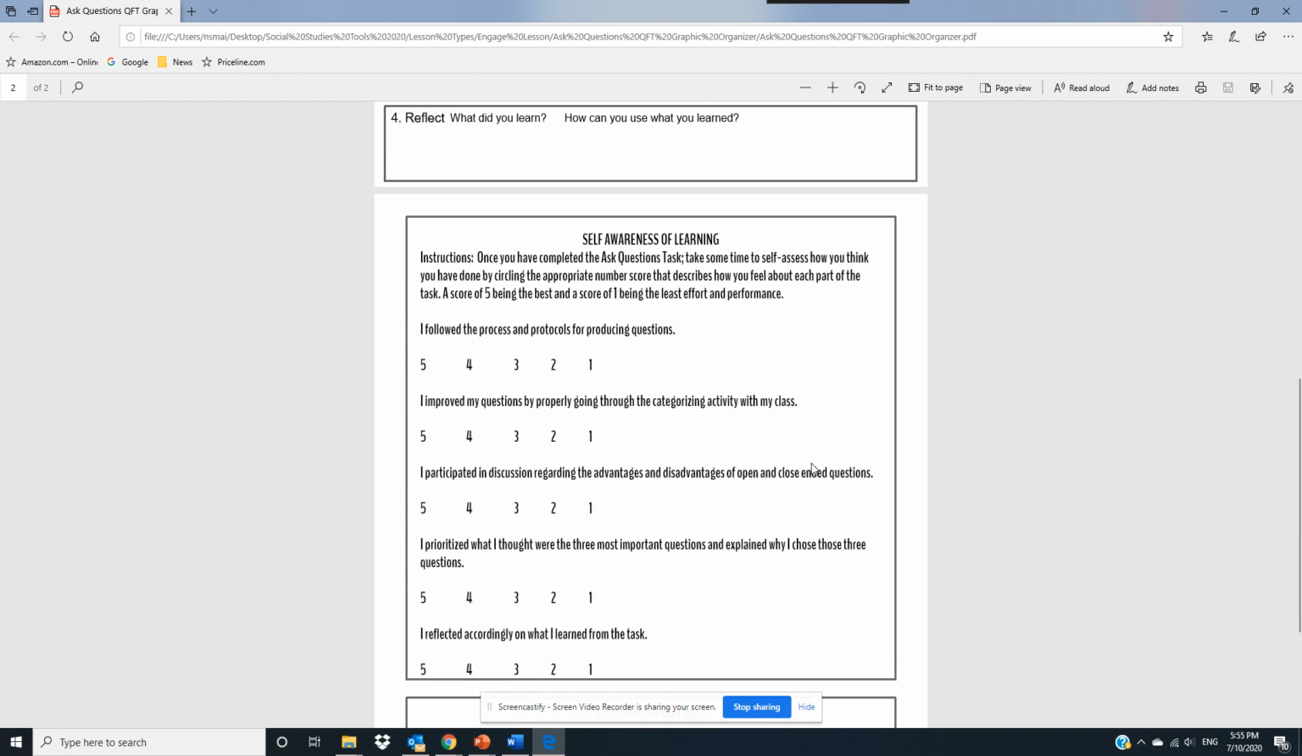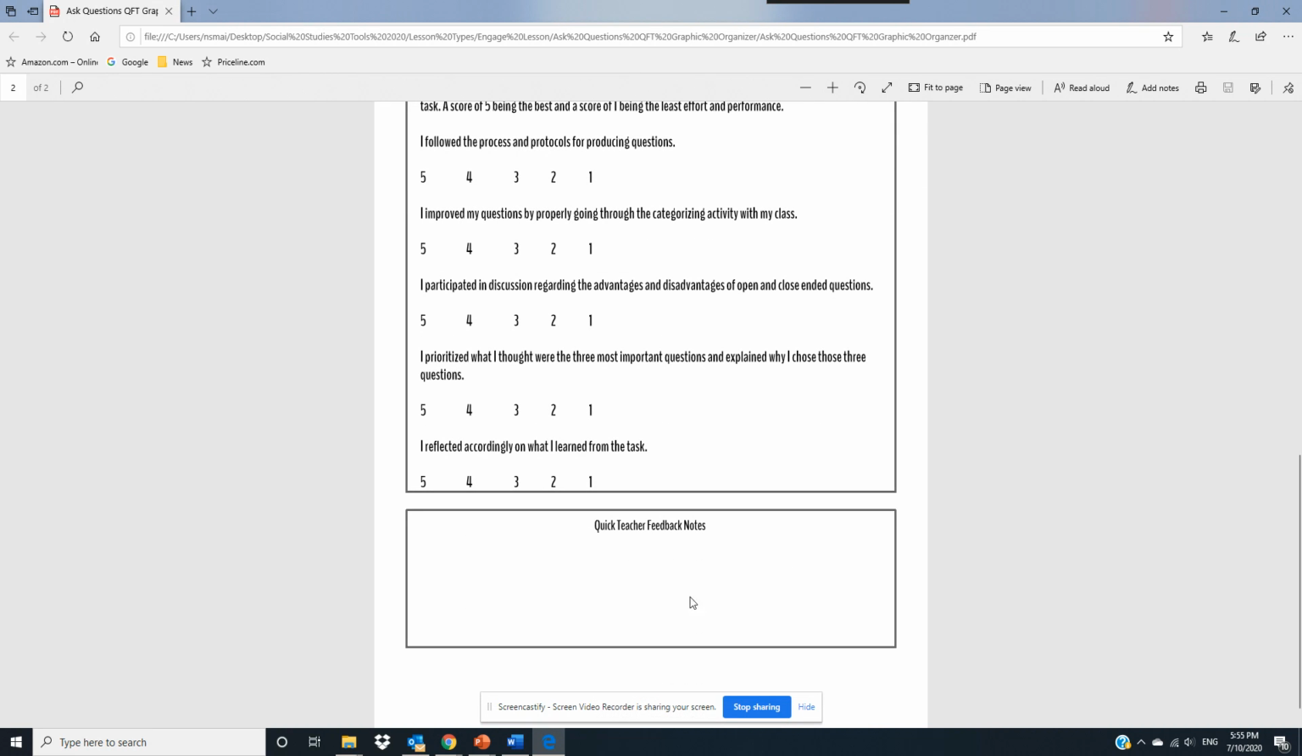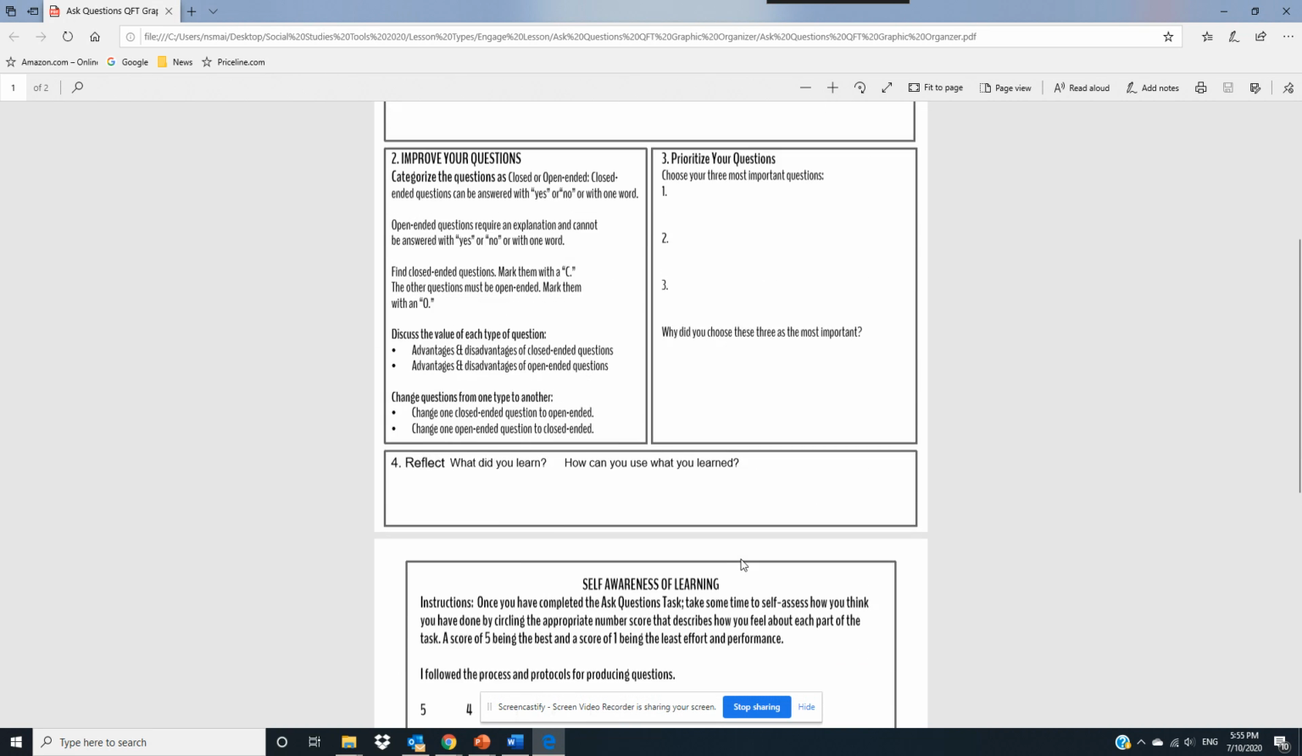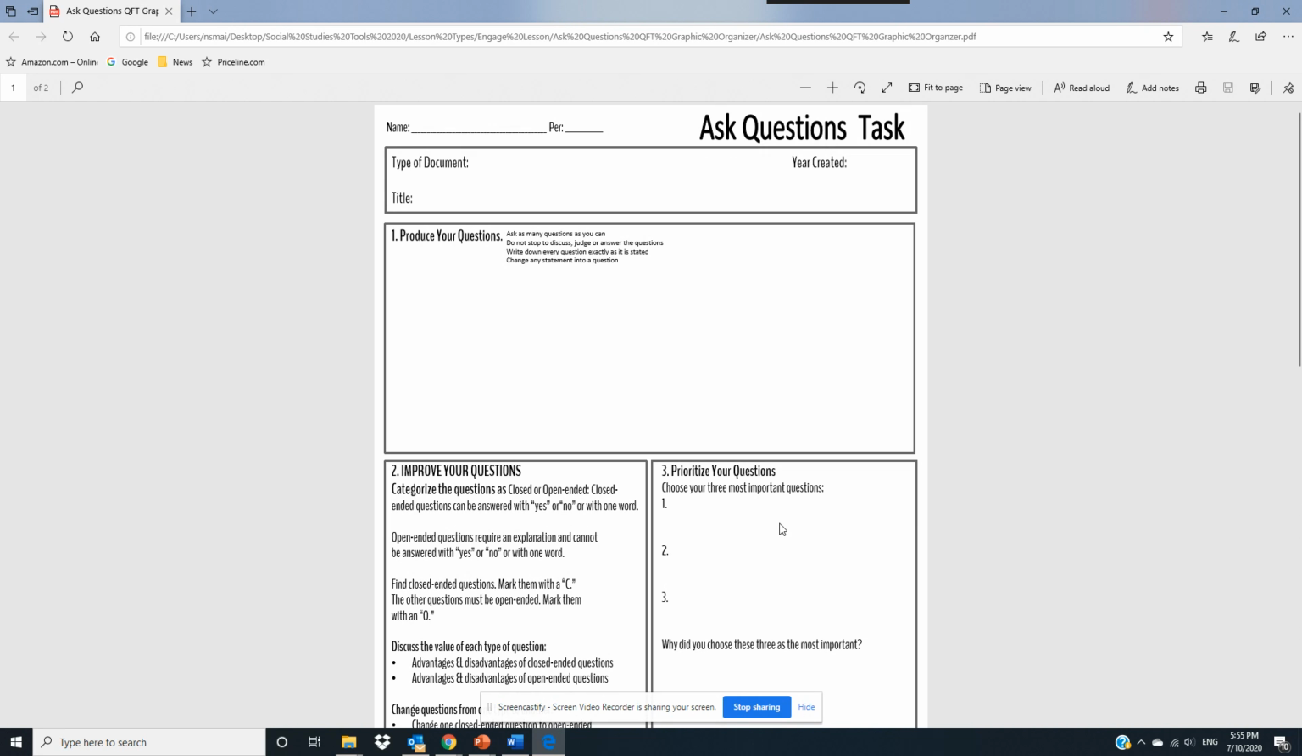And then on the back of the sheet is a self-awareness of learning where students will self-assess themselves on how they did on the question formulation technique, and then also a space for quick teacher feedback notes. This template was created on Microsoft PowerPoint specifically because it allowed us to be flexible with the margins in creating this task.